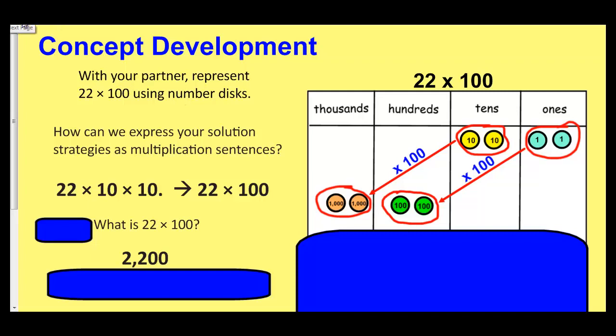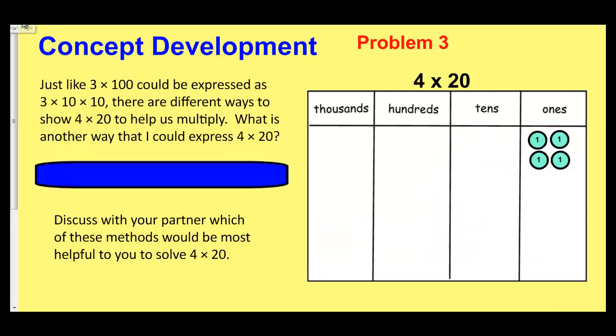Okay? I want you to draw one more place value chart for me. This time, I want you to put 4 ones, and I want you to write 4 times 20. So notice all the other problems have been times 10 or times 100, and this one is 4 times 20. So I want you to think to yourself, how would you do that? Because if you move it to the tens place, you're multiplying it times 10. If you move it to the hundreds place, you're multiplying it times 100. How are we going to multiply this times 20?